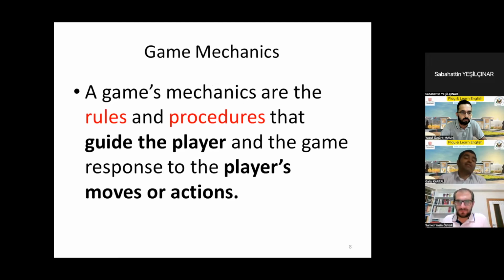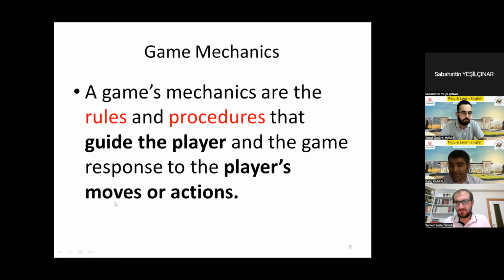Okay, so today's topic is game mechanics. So what are they? A game's mechanics are the rules and procedures. That's why I tried to find the link between the why question, gamifying that slide we saw at the very beginning, and our aim. So when you have a rule and a procedure and a goal, you guide the player. The game responds to the player's moves and actions.